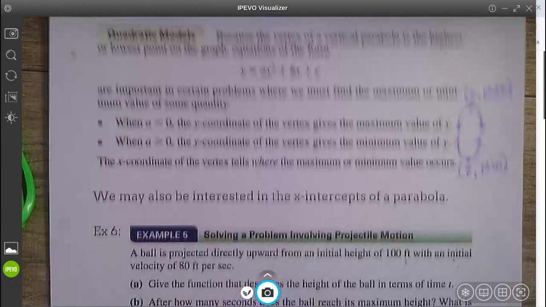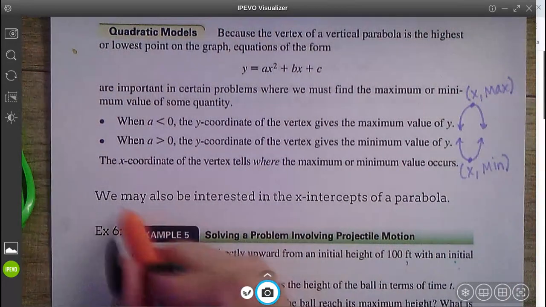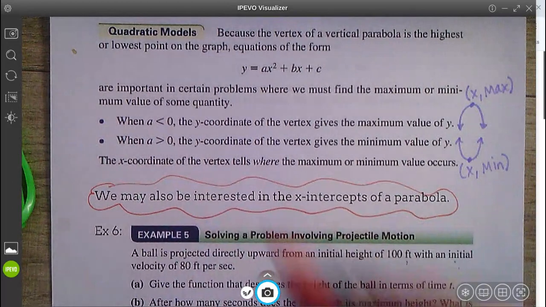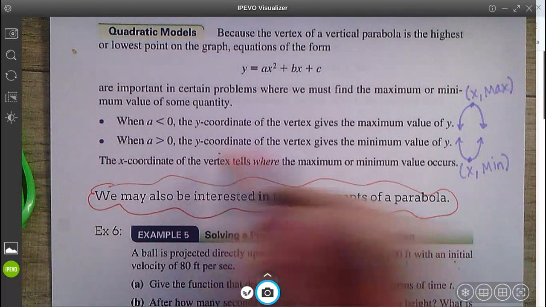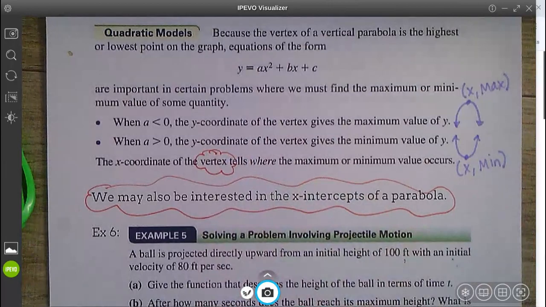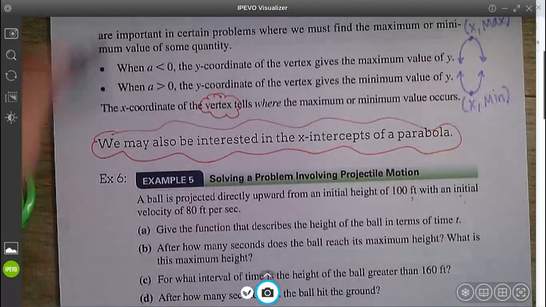We may also be interested in the x-intercepts of a parabola. So we're looking at two things, either the vertex or the x-intercepts. Those are really the two most important things that we use parabolas for when we're modeling. So let's look at a few examples that utilize those.